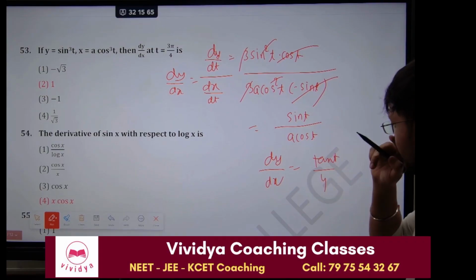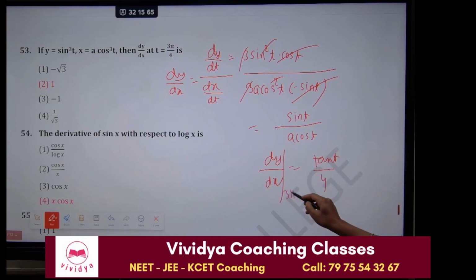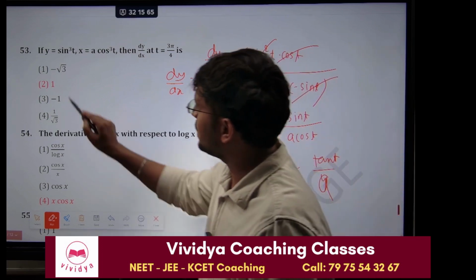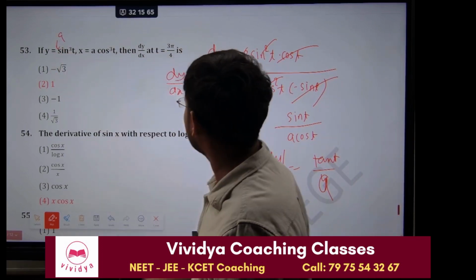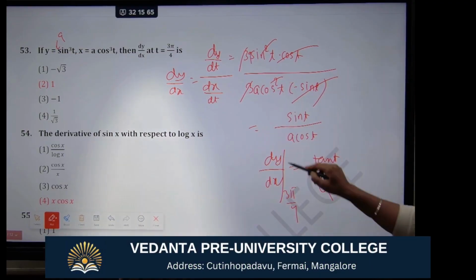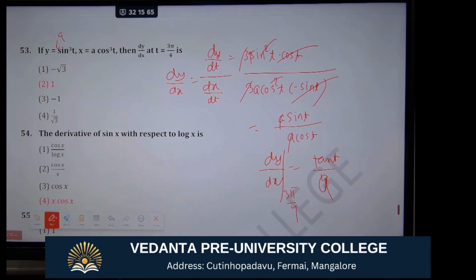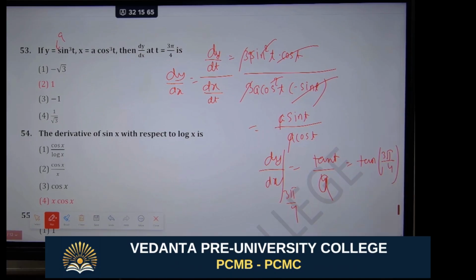We have to find it when t is 3 pi by 4. Here a is missing, because it will come in the denominator. So here must be a, so that a gets cancelled. Here a should come. So a is absent. It is missing by misprint. Now put tan 3 pi by 4.